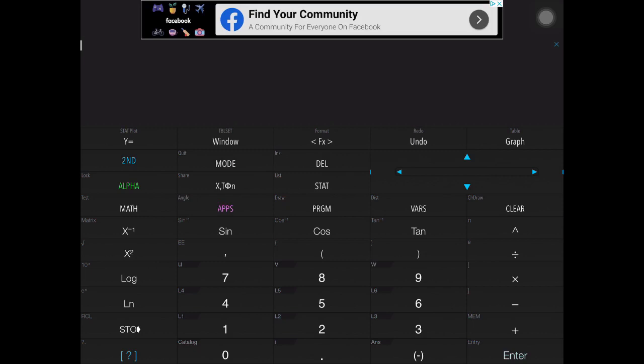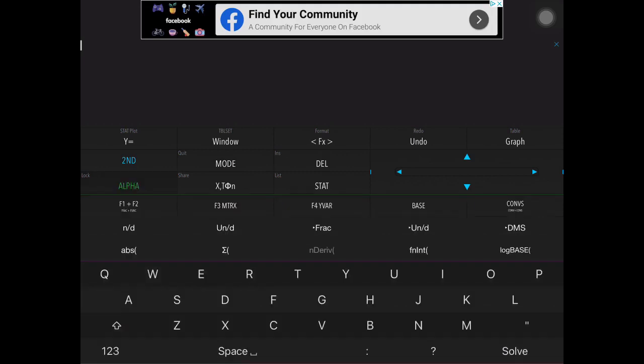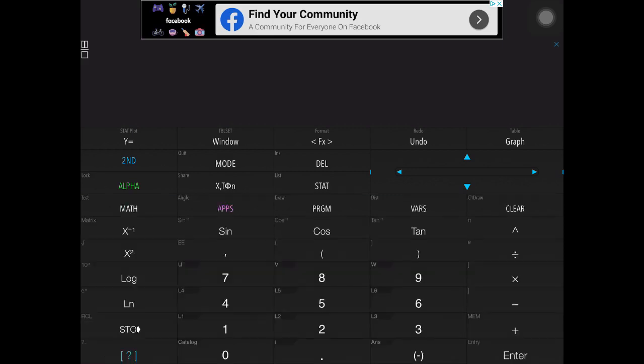Okay, and now the first thing you're always going to start with is a fraction. So you're going to click on alpha, this green button over here, and then you're going to go ahead and click on n/d. That's for numerator / denominator. Okay, and now on the top, you're going to put exactly what you have written down on your paper. And be careful because it's very easy for you to make a mistake. So just take your time when you're doing that.